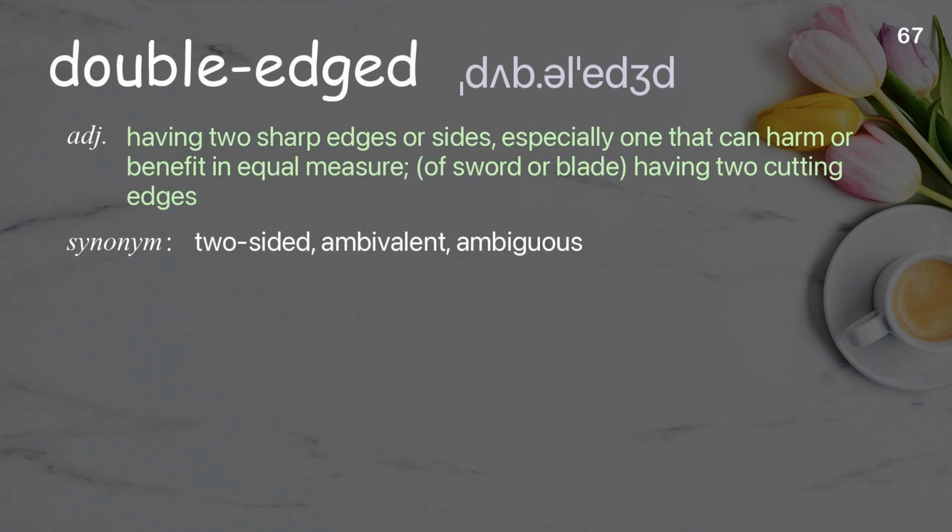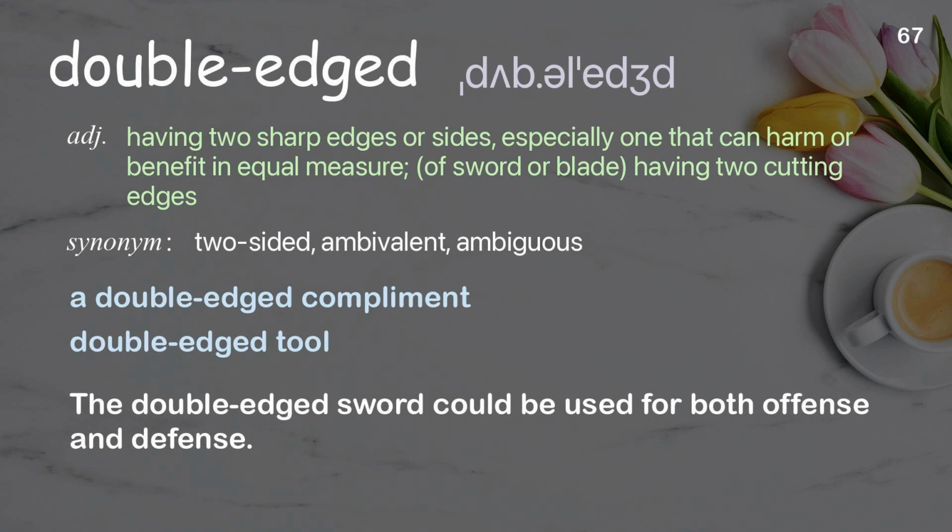Double-edged. Having two sharp edges or sides, especially one that can harm or benefit in equal measure. Of sword or blade, having two cutting edges. Examples: A double-edged compliment. Double-edged tool. The double-edged sword could be used for both offense and defense.